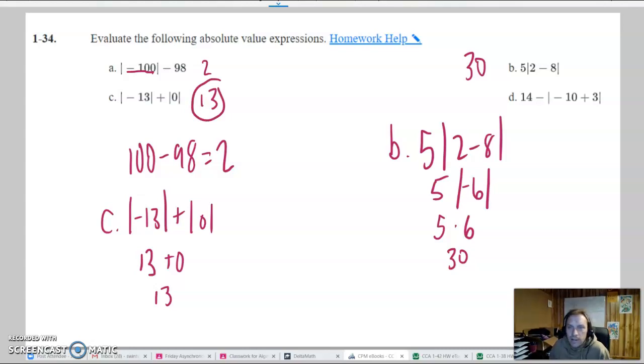Finally, over here, D, I have 14 minus the absolute value of negative 10 plus 3. Negative 10 plus 3 is negative 7. The absolute value of negative 7. How far is negative 7 from 0? Oh, it's 7 away. And I get 14 minus 7, which gives me a value of 7 for D.